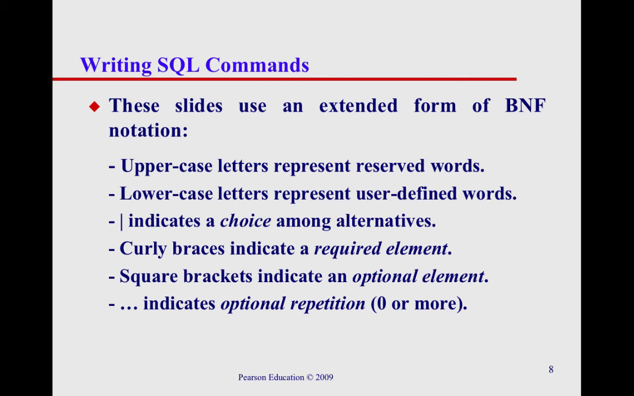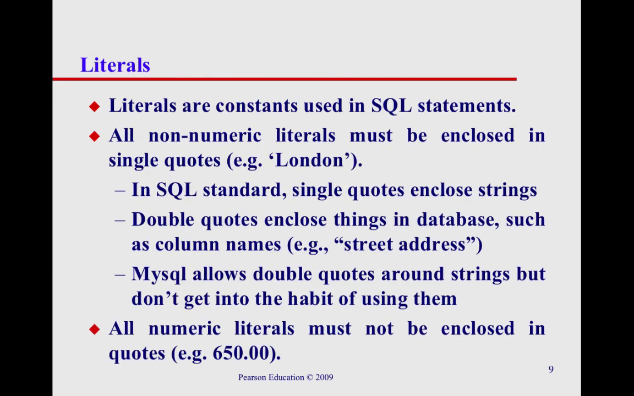So uppercase letters are reserved words, lowercase are user-defined words. The vertical bar indicates a choice. Curly braces indicate required elements. Square brackets indicate optional elements. And dot, dot, dot indicates optional repetition, so 0 or more, kind of like what we do in the English language.